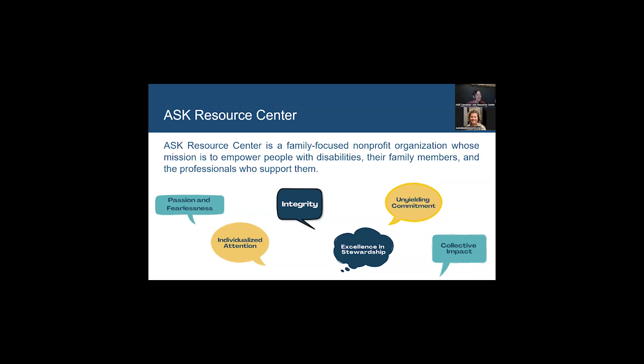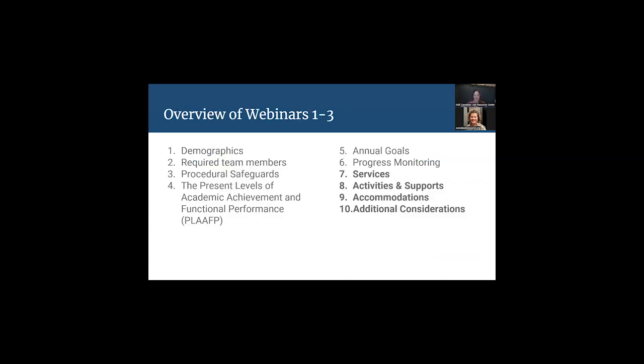On our screen, you can see our 6 values that we have as an organization, and we try to uphold those every day. During this 3-part series, we will be covering the following 10 sections in the IEP. The last few sections have covered the first 6 sections of an IEP. If you have not seen those webinars, you can find them on our YouTube channel, youtube.com/askresource. Today, we will be discussing services, activities, supports, accommodations, and additional considerations.